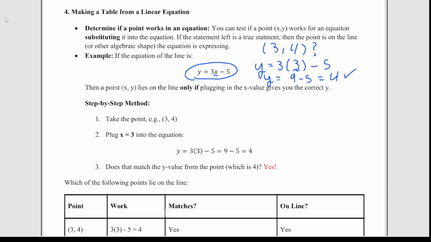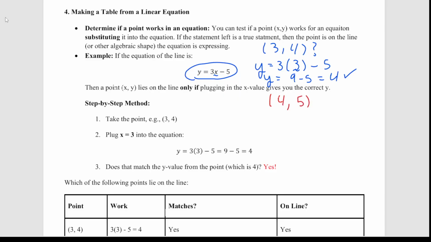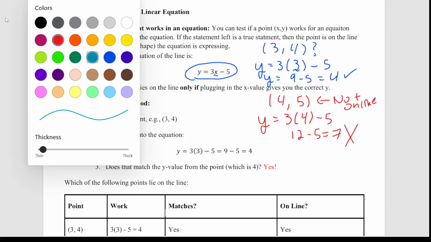Versus if I try to do a similar process and plug in, let's say, 4, 5, something I'm already predicting is probably not on the line. If I plug that in the same way, so 3 times x, in this case x is 4, minus 5. 3 times 4 is 12, minus 5 is actually 7, not 5. So that means that point is not on the line, versus 3, 4 is on the line.